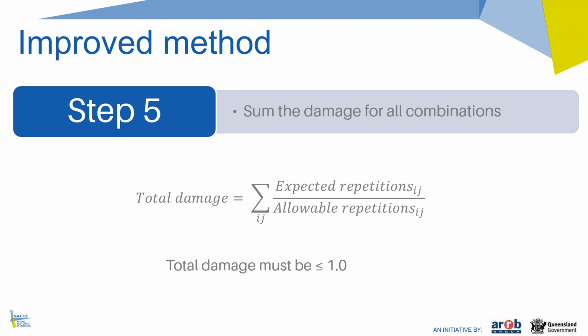Those increments of damage are then summed to give the total damage, and this must not exceed 1 for the pavement to be acceptable in terms of asphalt fatigue damage. If it is greater than 1, we then go back to the start and maybe thicken up the pavement and repeat the process.